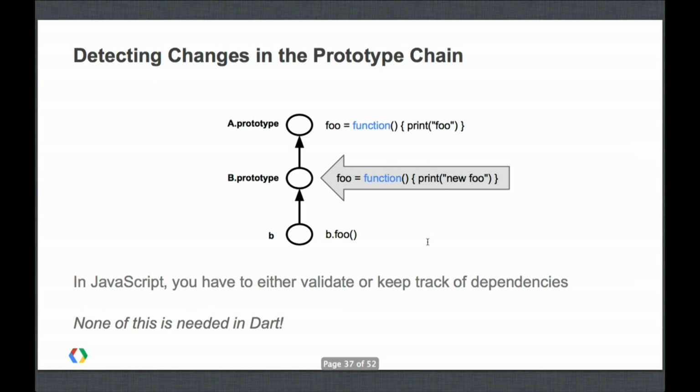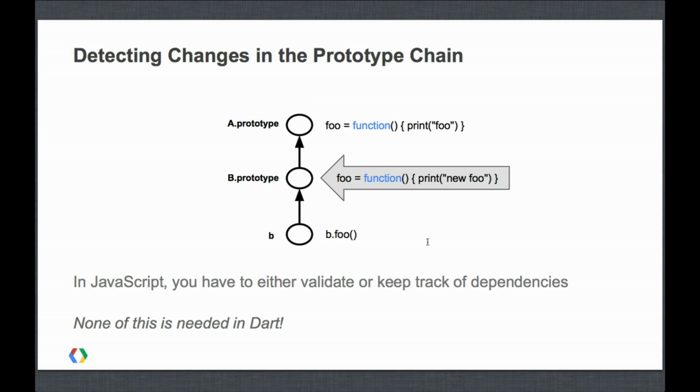So let's look at it. b is the object we created. That's the object we want to execute foo on. It points to the B prototype in JavaScript. That again points to the A prototype. When you start running the program, you don't have the middle foo, so you have to execute the one up in A. The problem is that you don't know if somebody is going to insert a foo going forward. So the system has to cope with it.